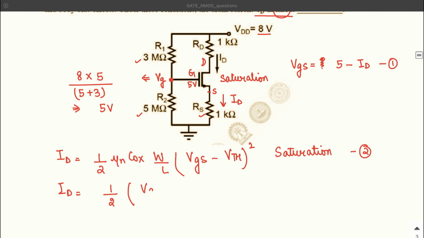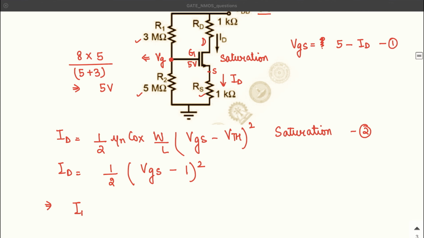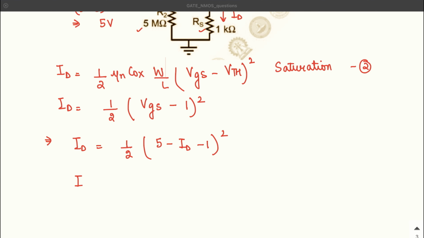VGS, we don't know what it is, but we know that VGS is equal to 5 minus ID, so minus 1 volt. And now I can substitute over here ID is equal to half, and instead of VGS, we can write 5 minus ID minus 1 whole square. We can say ID is equal to half 4 minus ID whole square.